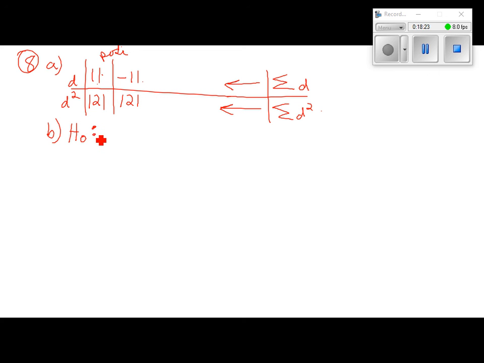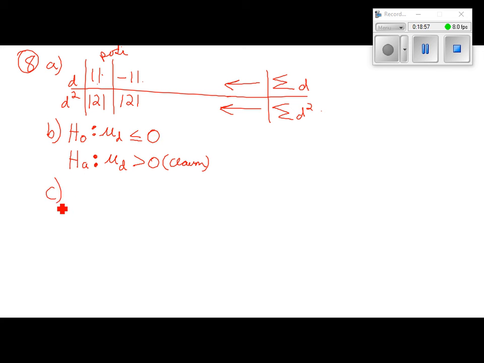So when we go to write our H0 and HA, the claim is that it decreased, so we want our mu D, the difference between the two, to actually be a positive number. So mu D here is going to be greater than 0. That's the claim. And it has to go in the H0 or the HA. Then that means the H0 would have to be mu D is less than or equal to 0.